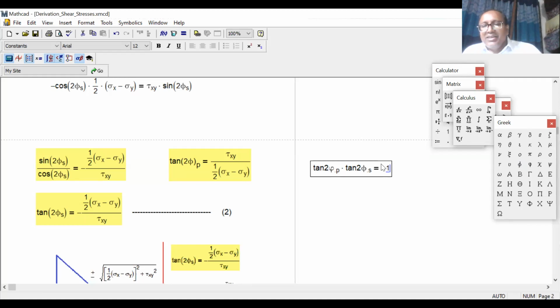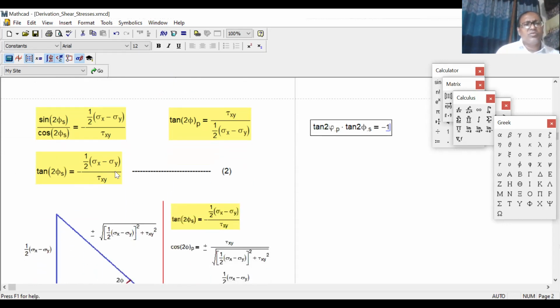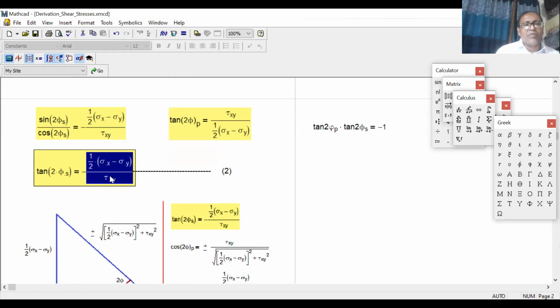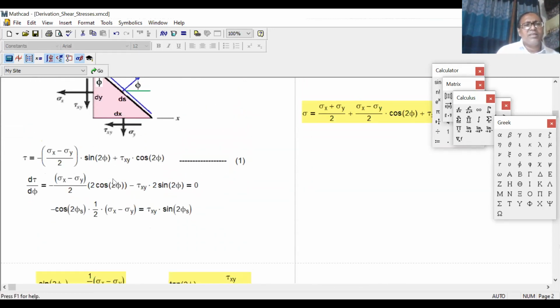That means the difference of angle, they are perpendicular to each other. That means the principal plane and the shear plane, the angle between these two planes is 90 degrees. Because when two lines are perpendicular to each other, then slope m1 into m2 equals minus 1, you know from the geometry. Anyway, we figured out the condition that 2 phi s is equal to this.